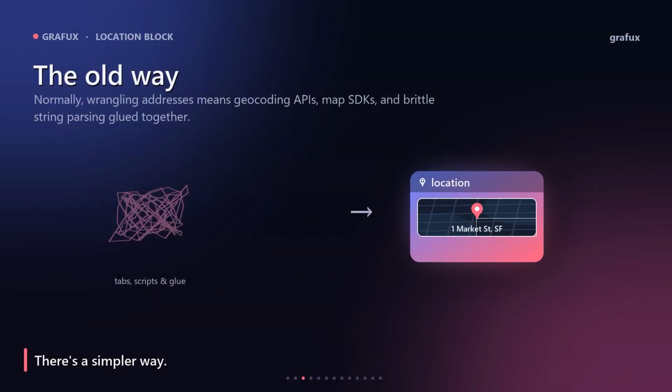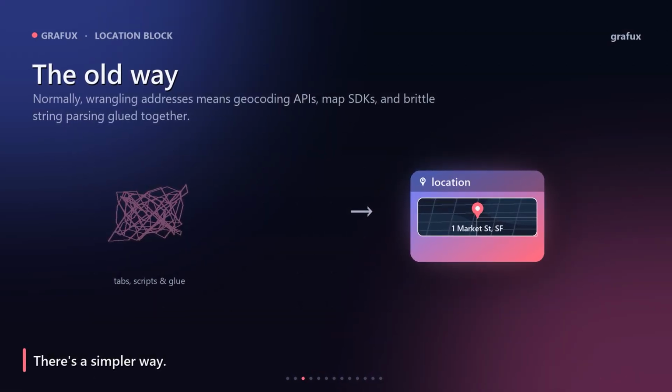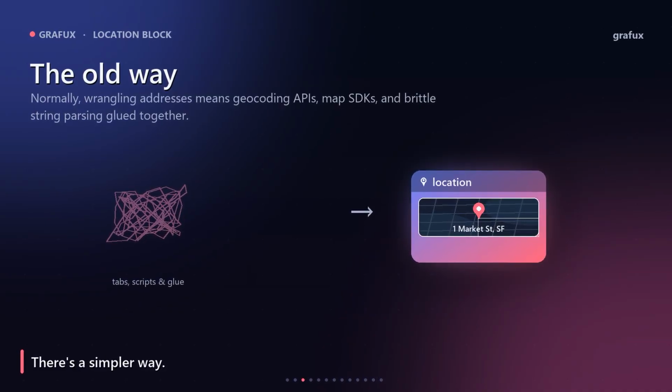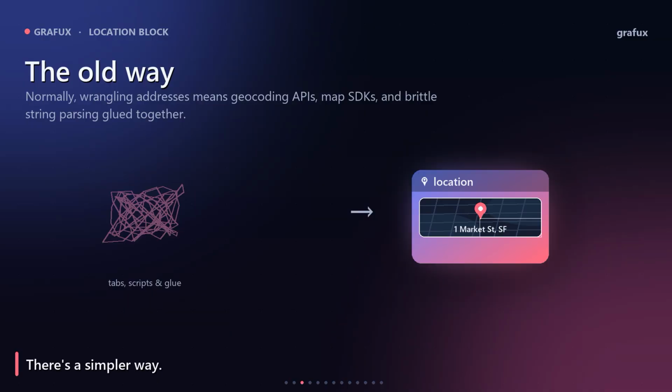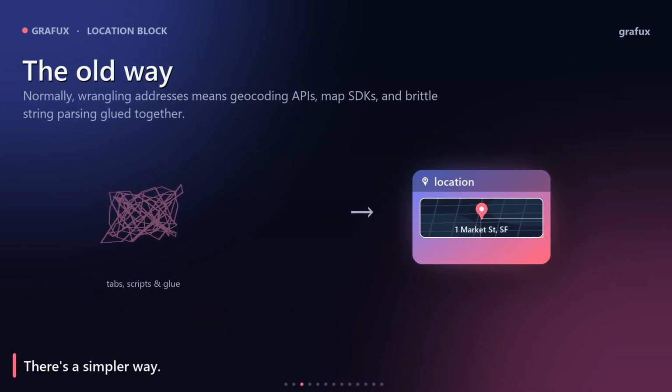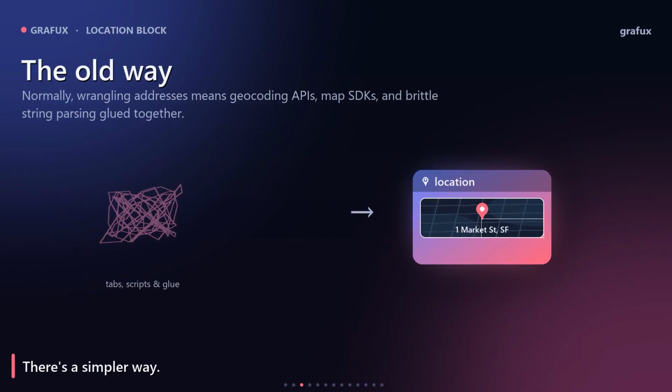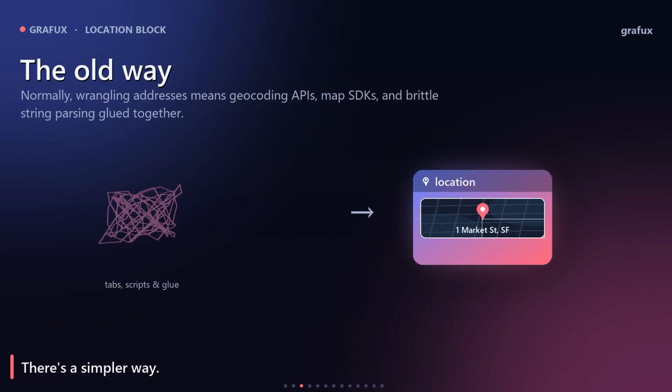But first, why does this even matter? Normally, wrangling addresses means geocoding APIs, map SDKs, and brittle string parsing glued together. It's slow, it's fiddly, and it pulls you right out of your flow. The location block makes all of that disappear, turning a whole chore into a single, simple node. What used to take a stack of tools and a pile of patience now takes one block and one click.